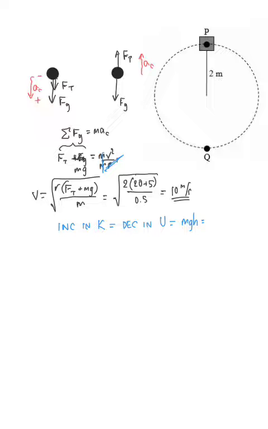mgh, where m was the 0.5, g was the 10, and the h from here down to here is the diameter of the circle, which is 4. So we have 0.5 times 10, which is 5. 5 times 4 is equal to 20 joules.